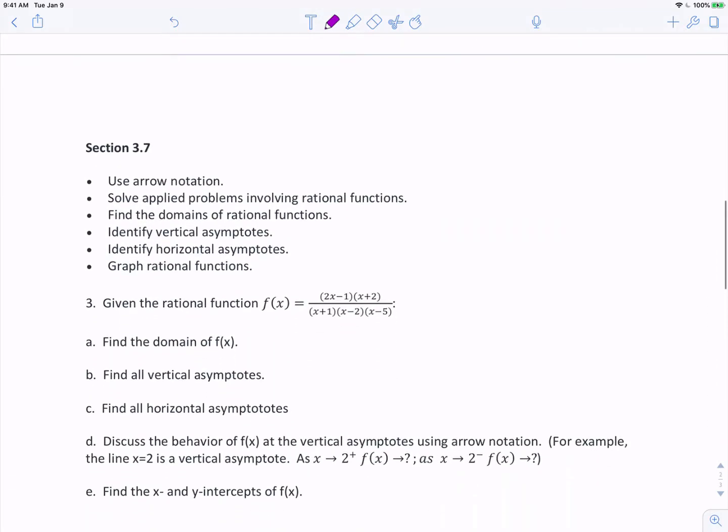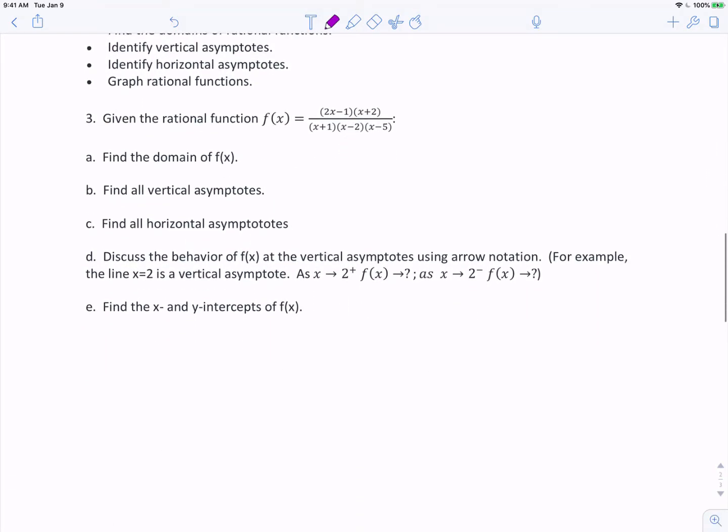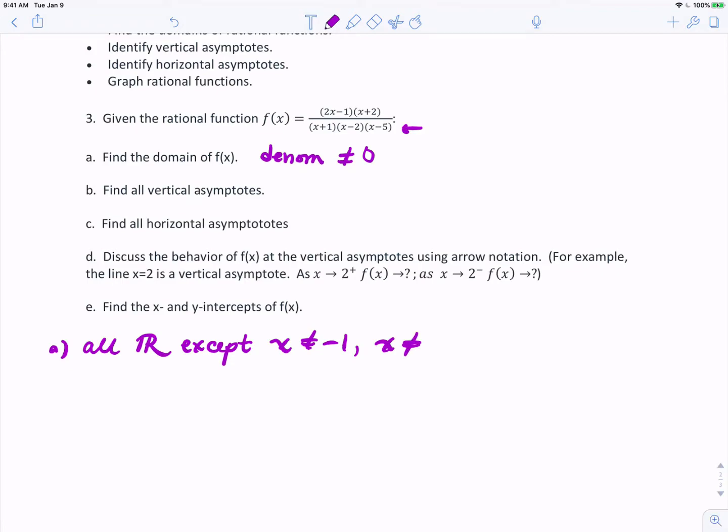Okay. Now let's take a look at this rational function. So find the domain. For the domain of a rational function, just remember that the denominator cannot equal 0. And when we look at this denominator, it's already factored for us. So we know the domain is going to be all real numbers, except there are 3 values that x cannot be. x cannot be negative 1, x cannot be 2, and x cannot be 5, because these are the values that would make the denominator equal to 0.